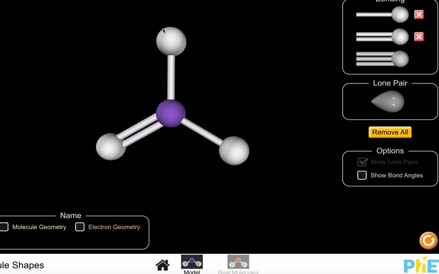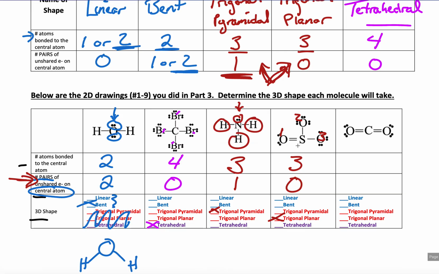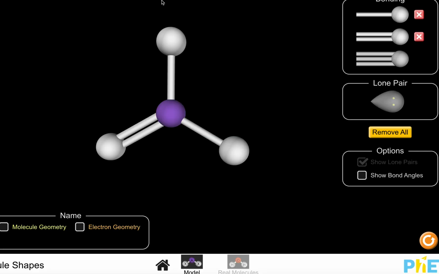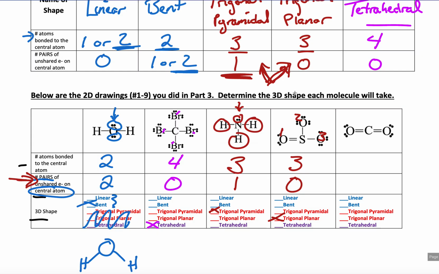The electron cloud of each of these, in this case oxygens, like to repel. This is what it looks like in 2 dimensions. Left, right, top. We don't even have a bottom here. But in 3D, it looks like this. Yes, they're in the same plane, but they're spread out more.